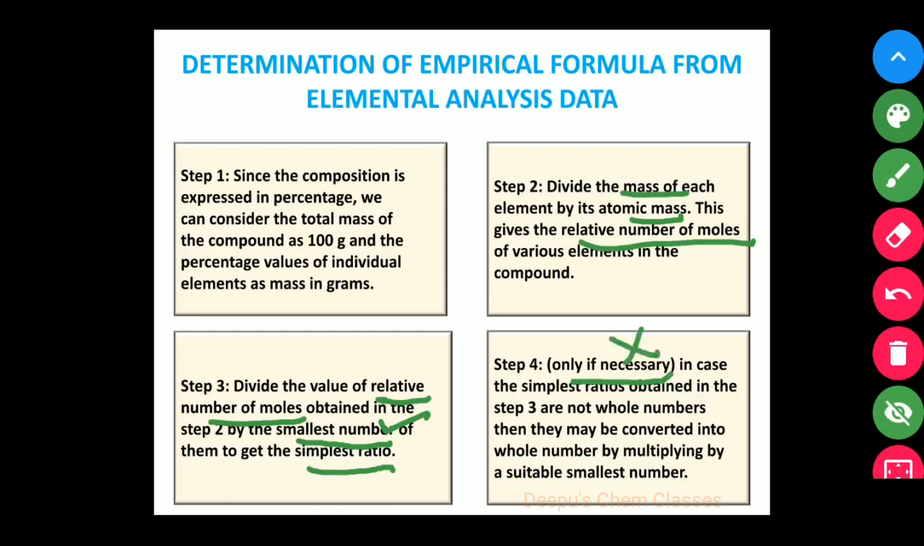It depends upon step 3. So in step 3, if we are getting the simplest ratio as a whole number, then step 4 is not needed. Suppose it is not in the form of whole numbers, then we have to convert them into whole numbers by multiplying with a suitable number.